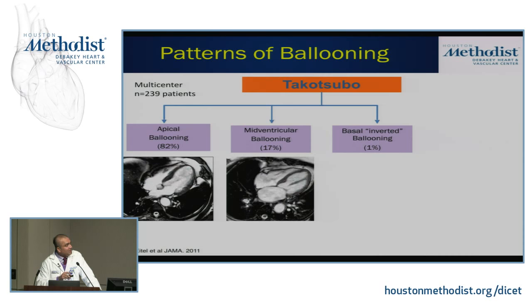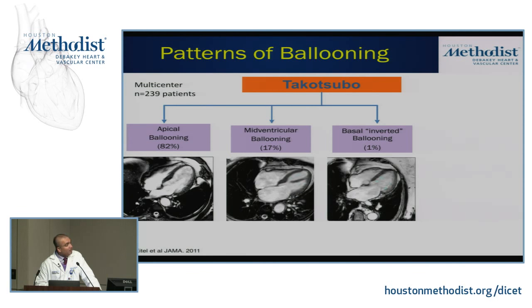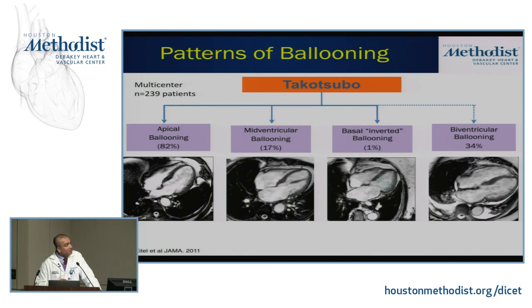About 17%, so close to 1 in 5 patients, presented with a mid-wall ballooning pattern as shown here, where the basal segments and the apical segments are spared, but the mid-wall segments are affected. And then a very small percentage, 1%, presented with what they refer to as an inverted ballooning syndrome, where the basal segments are affected. So again, we think of it classically as the apical segments, but keep in mind any of these segments can be affected. And in about a third of patients, there was a pattern of biventricular ballooning, where the RV is affected as well as the LV.